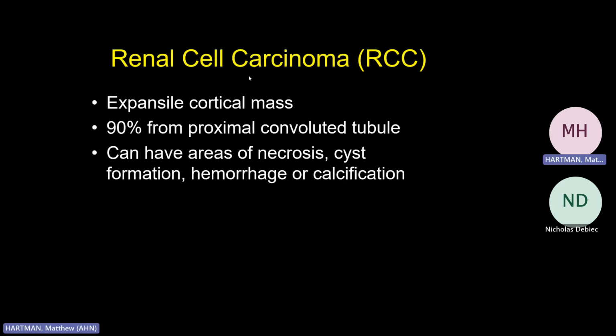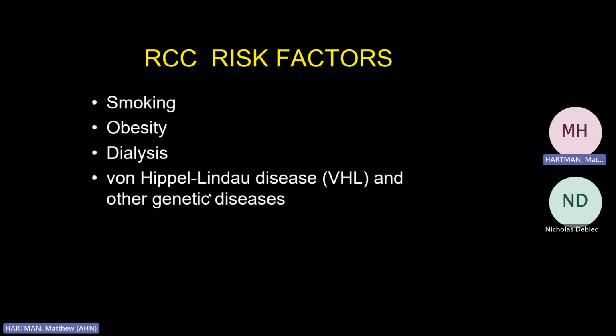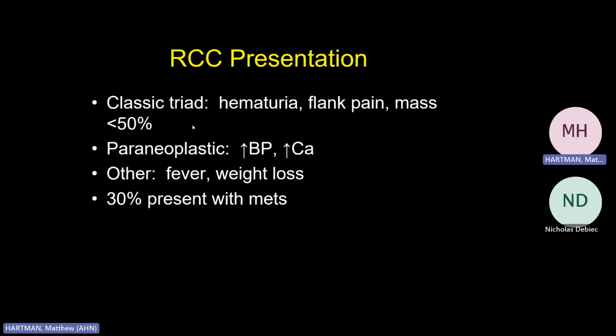Renal cell carcinoma, RCC, common. 90% of the time occurring in the proximal convoluted tubule. Can be complicated by necrosis, cystic formation, calcification, or hemorrhage. Risk factors: smoking, obesity, dialysis, and certain genetic conditions such as von Hippel-Lindau disease. The classic presentation is hematuria, flank pain, and mass. Can be associated with paraneoplastic symptoms of hypertension and hypercalcemia.